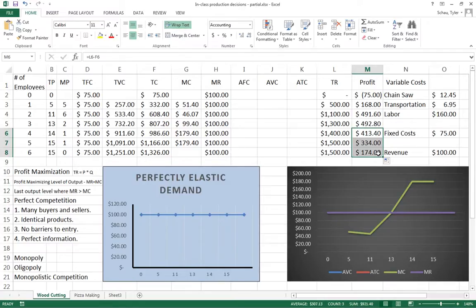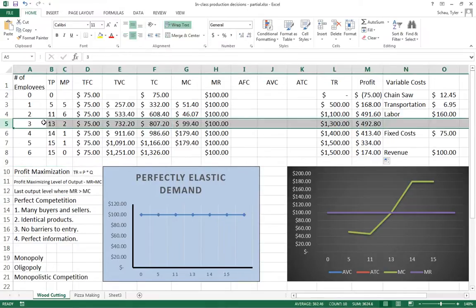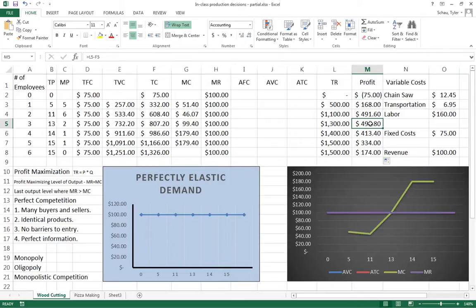So you can see with that profit maximizing level of output, MR equals MC, right here, the rule where marginal revenue is just higher than marginal cost. We're going to hire 3 employees. They're going to produce 13 cords of firewood, and we're going to maximize revenues or profits at that point, which is what our goal was.